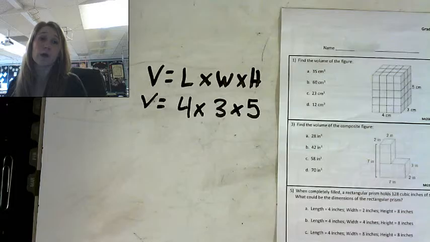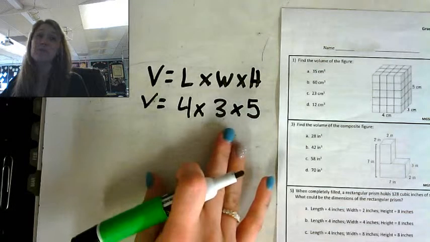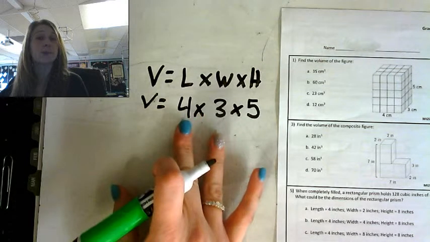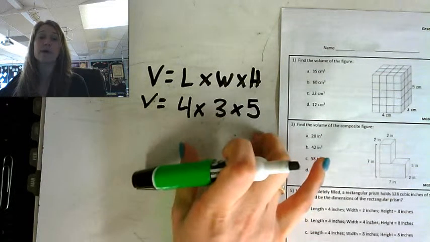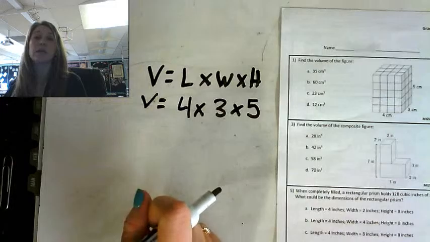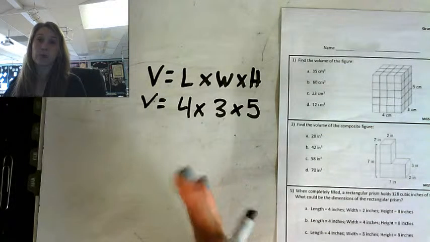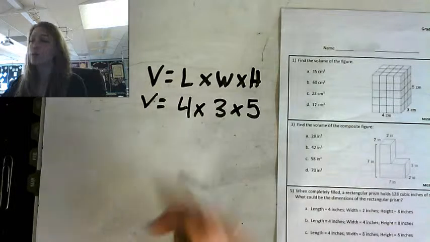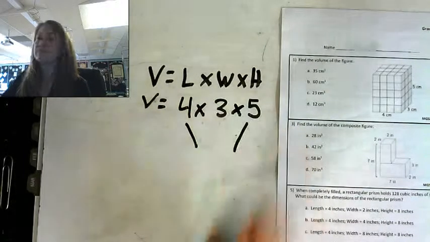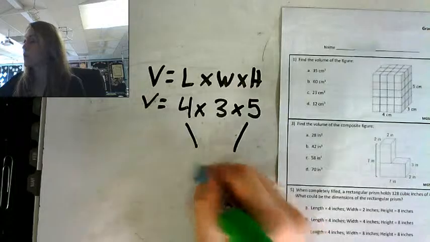So now I have to decide in what way do I want to multiply. I can multiply it in any way I want. I can multiply the 4 and the 3 first. I can multiply the 3 and the 5 first. Or I can multiply the 4 and the 5 first. I can do it any way that I want. I always like to work smarter, not harder, so I'm going to try to find that friendly 10 number. And I know that if I multiply 4 times 5, that's going to give me 20.